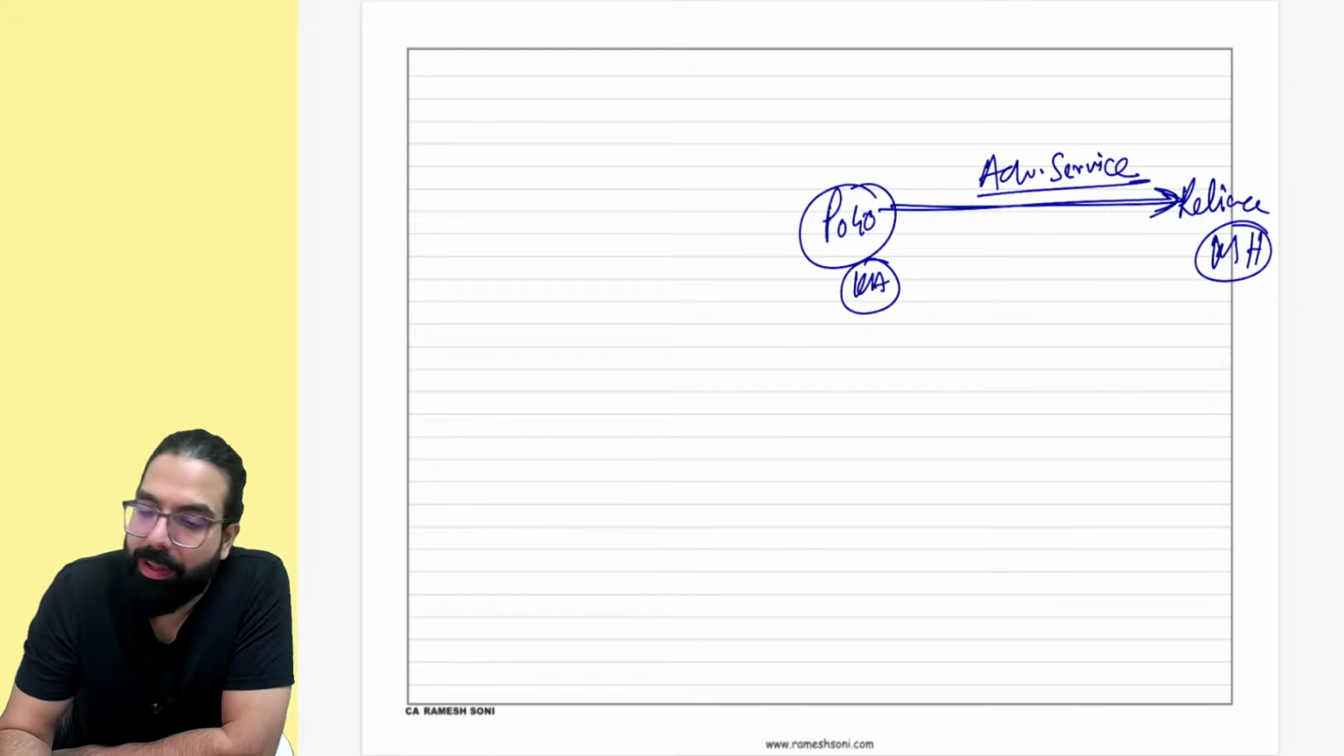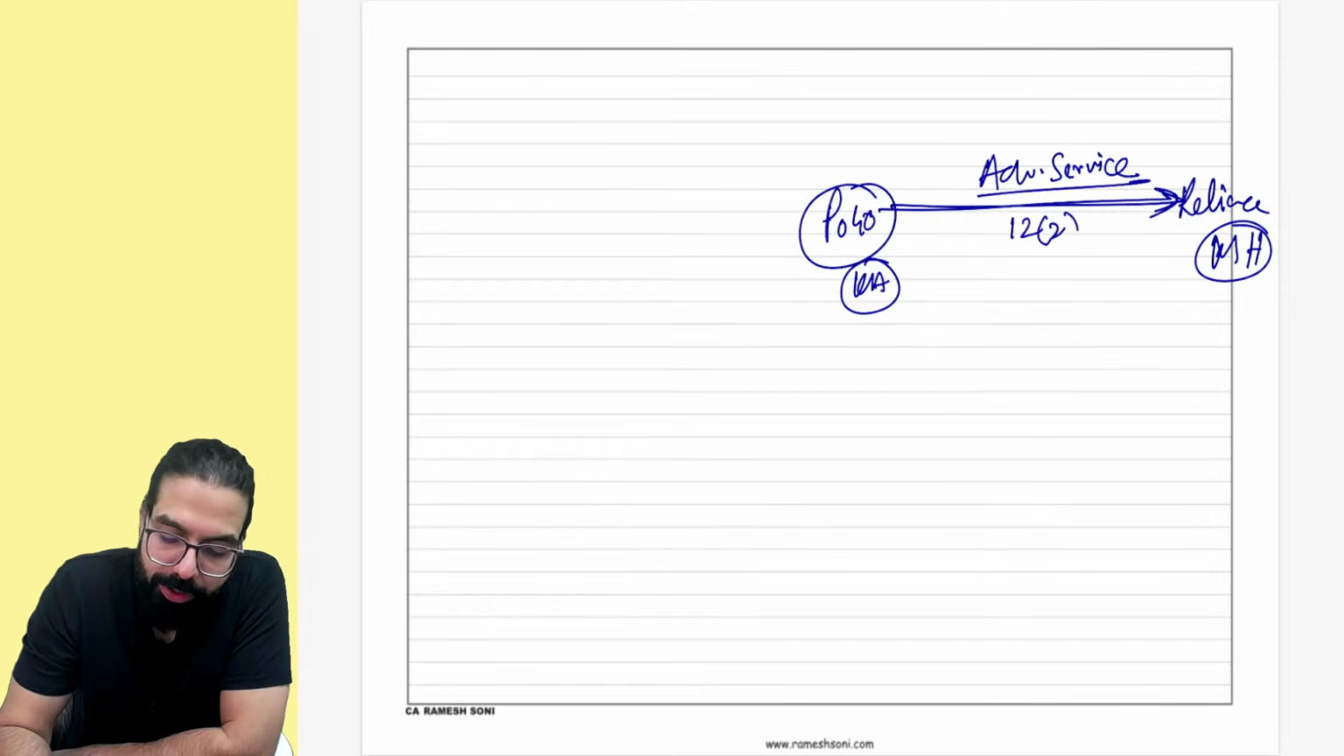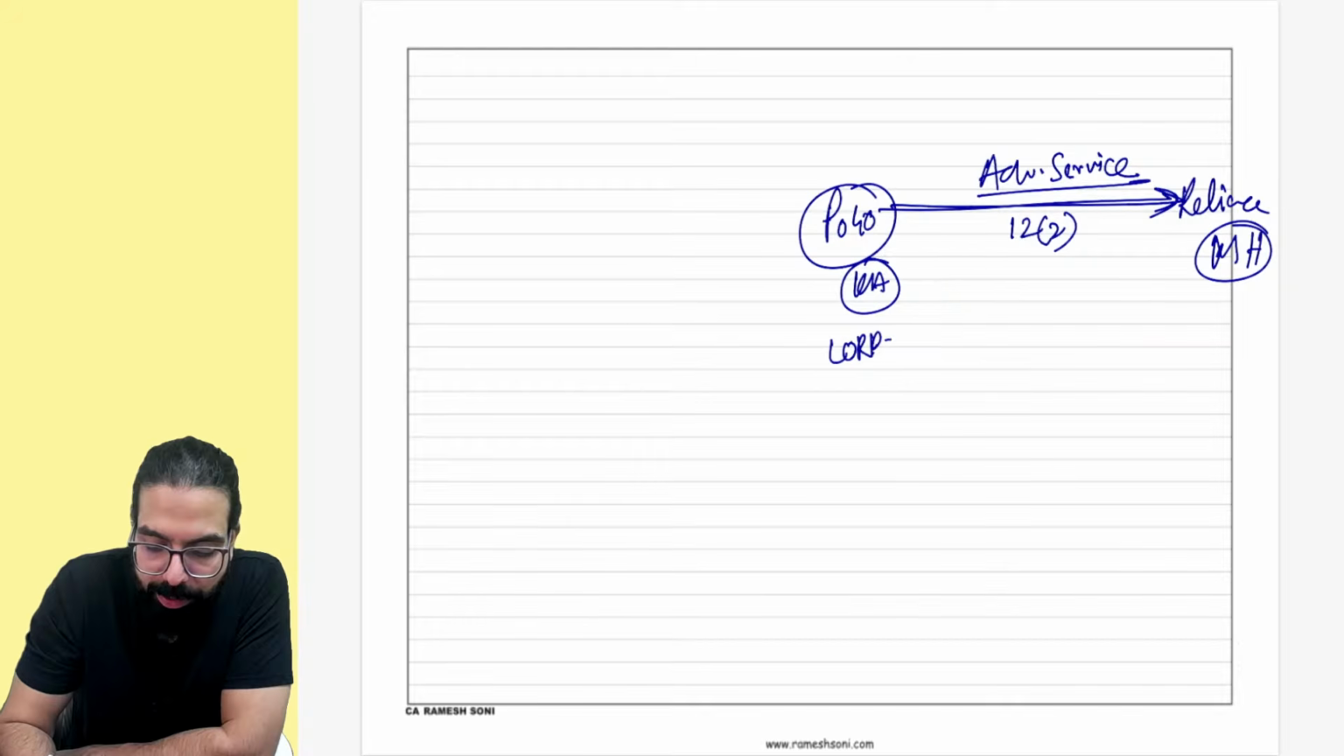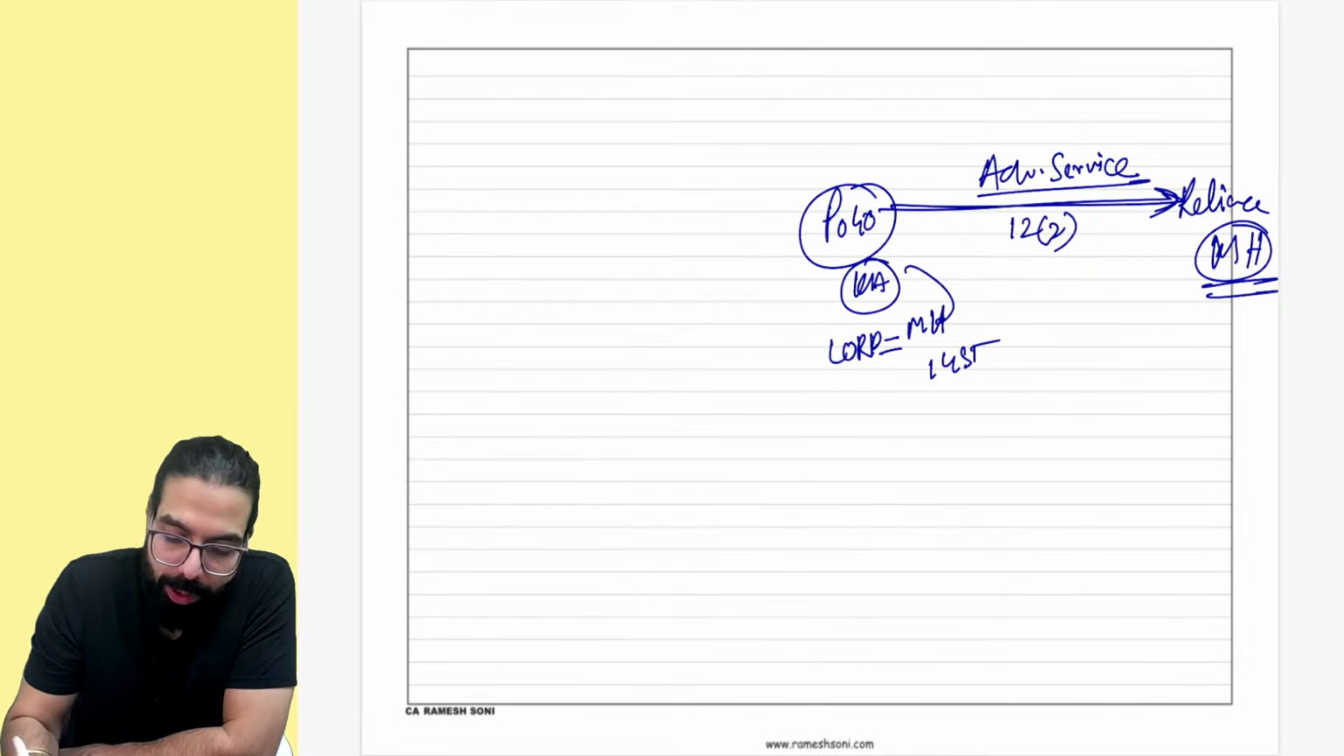Can you tell me which section, everyone? Section number 12.2, general rule. Location of registered person will apply. Maharashtra registered, Maharashtra. They will charge IGST. Done, sir.